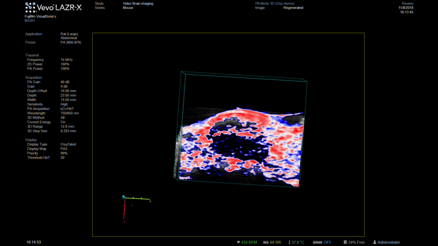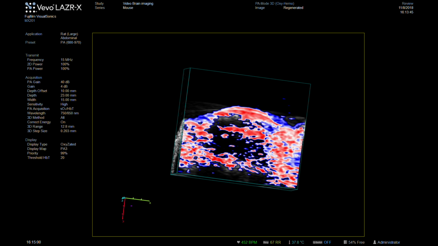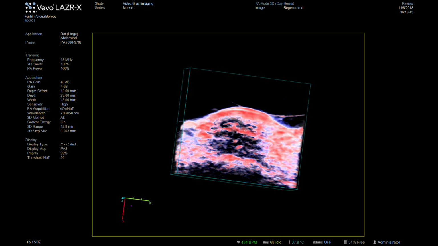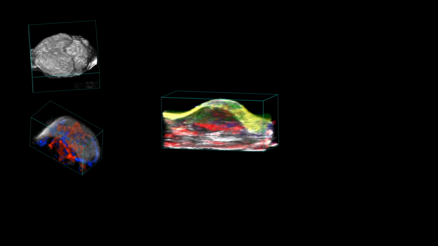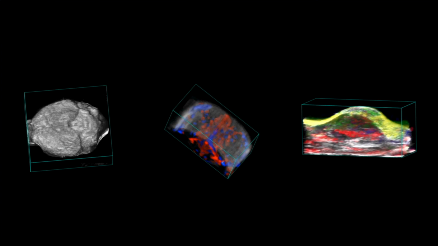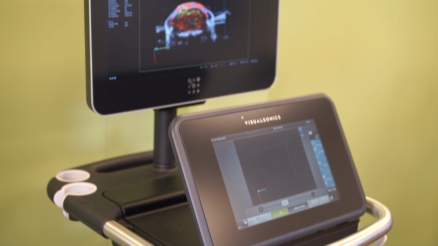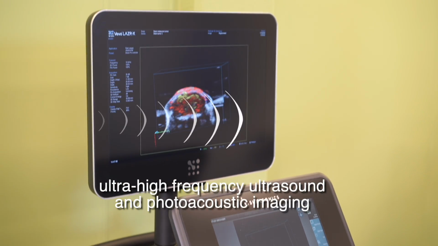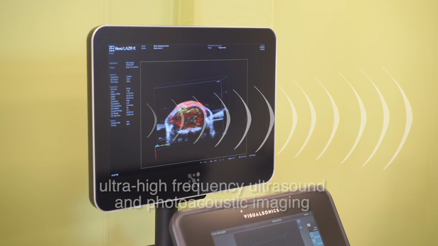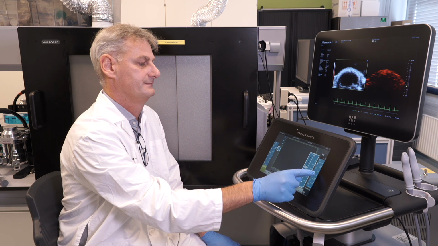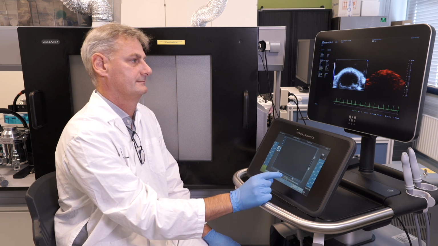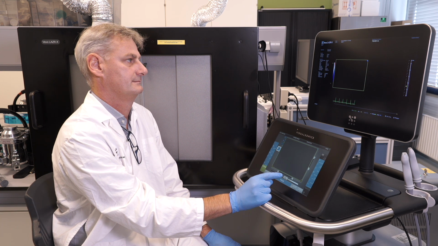This can also be done in 3D, allowing the degree of oxygen and hemoglobin saturation to be calculated across the whole brain. In preclinical research, it's important to generate quantifiable results, and the Vevo Laser X, with its ultra-high frequency ultrasound and photoacoustic imaging, allows for quick, simple, reproducible, and reliable examinations, generating data to feed into this phase. A typical application for this technique is imaging hypoxic or ischemic stroke models.